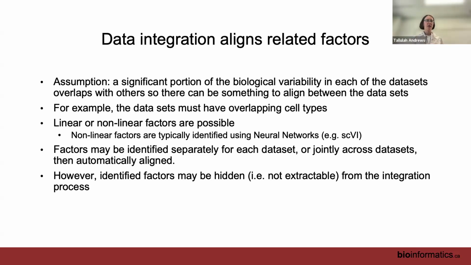There's lots of different ways of calculating factors. Most of the methods we're going to talk about are linear methods, but there's also nonlinear ones. You can use deep learning to find these factors. There's lots of ways to do it. They can be identified separately for each data set and then compared to each other, or you can use algorithms that try to find them jointly across the data sets. In many cases, though, the data integration tool won't tell you what these factors are. It will just spit out at the end the corrected data set, and you'll just have to trust it that it did something sensible along the way.